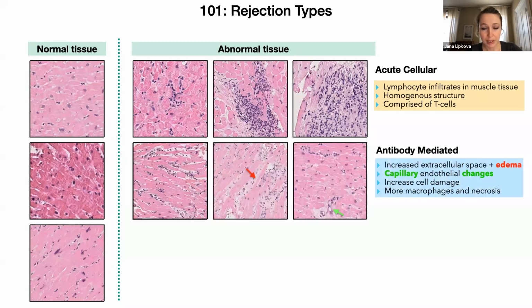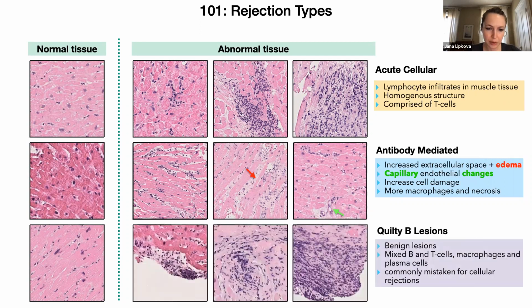Then we have antibody-mediated rejections, which are characterized by increased extracellular space, caused by edema. This is what the red arrow is showing. You can see this swelling between the muscle tissue. Another characteristic is changes in the capillaries, which is shown by the green arrow. And these are those Quilty lesions, which consist of a mix of B cells and T cells, and they look pretty similar to acute cellular rejection, especially if you look at the third column, but they are not treated.